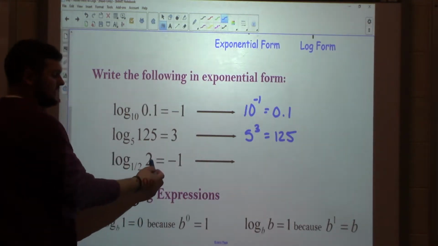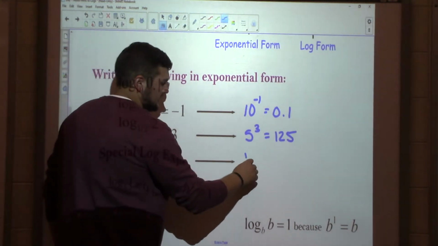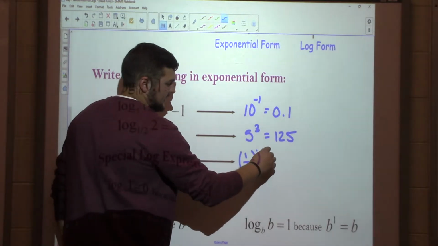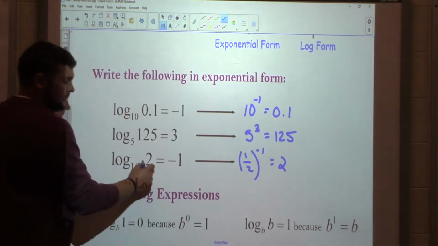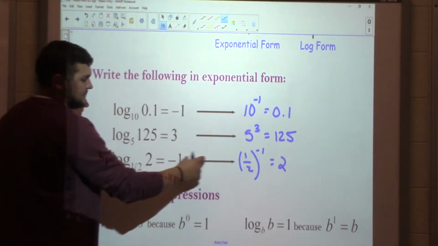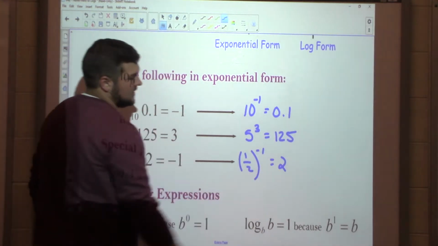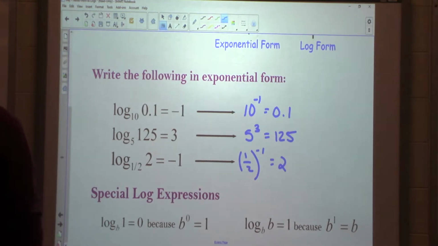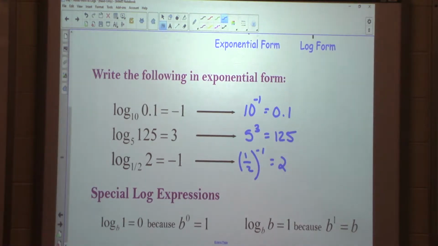Log base 1/2 of 2 equals negative 1. So 1/2 to the negative first power equals 2. Base of my log is base of my exponent. What my log equals is my exponent. And what I'm taking the log of is what it equals. Yes, sir? You did decimal. So 0.5 to the negative first power? As long as it's a nice decimal, it's fine.